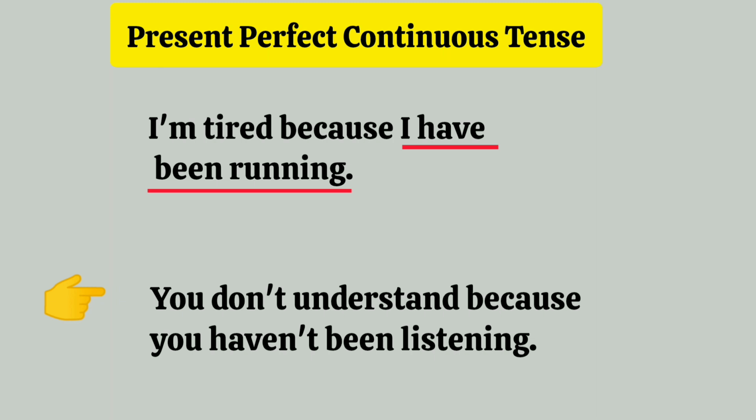Let us try one more example. You don't understand because you haven't been listening. So the result is in the first part of the sentence: you don't understand. That is your present condition. Why? Because you haven't been listening. Your previous action, you were not listening and you were not paying attention. So the result now, at present, is that you did not understand. Just notice that don't is a contraction of do not and haven't is a contraction of have not.